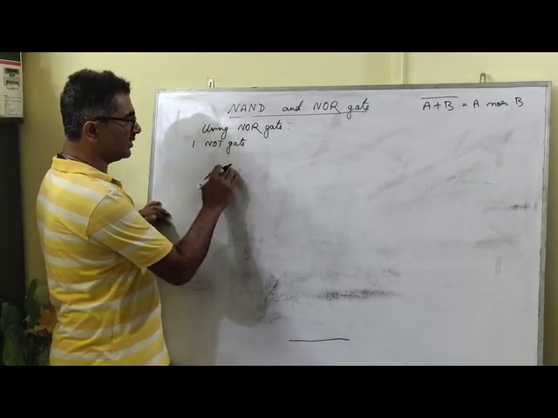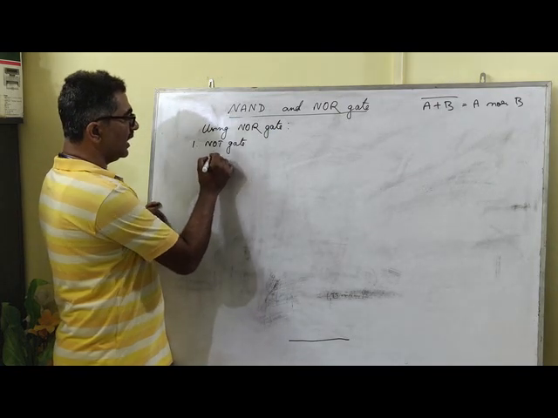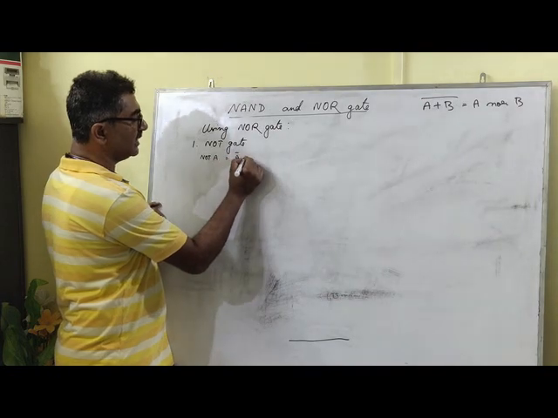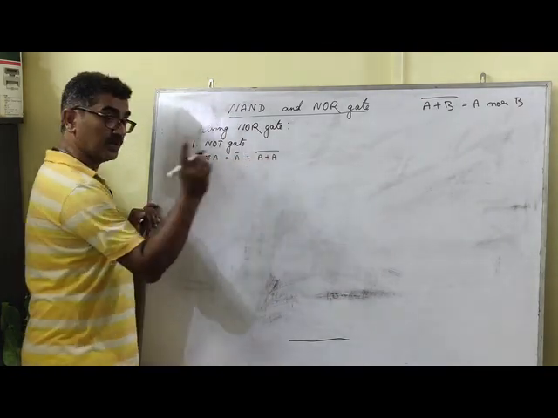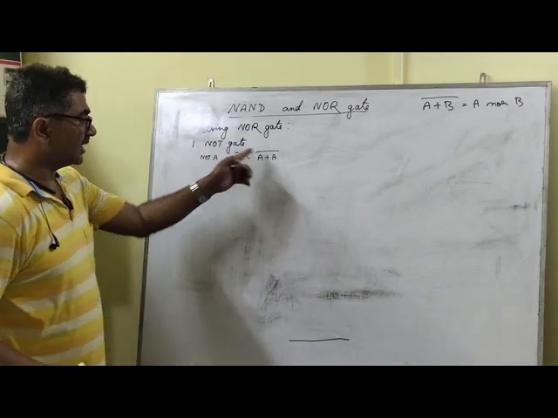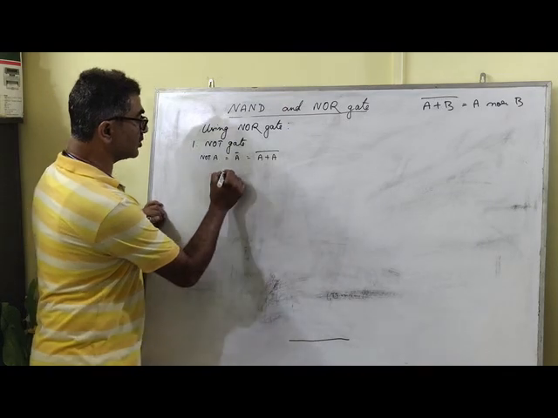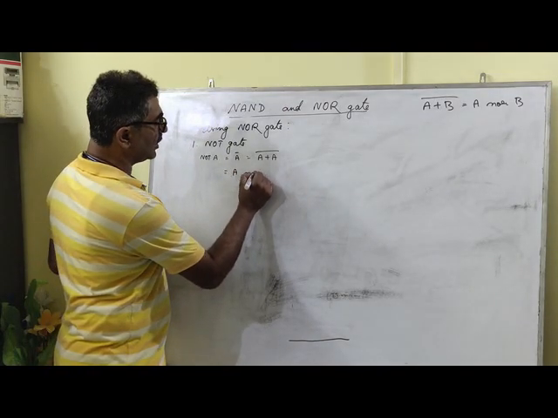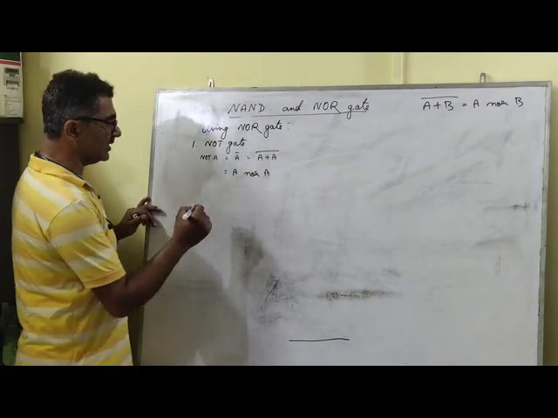So for NOT gate, what do we do? We'll start. NOT of A can simply be written as A complement. This can be written as A plus A whole complement, because A plus A, look at the OR law, is A. And that complement still remains over here. Now this is already in this form, so we can tell this to be as A NOR A.